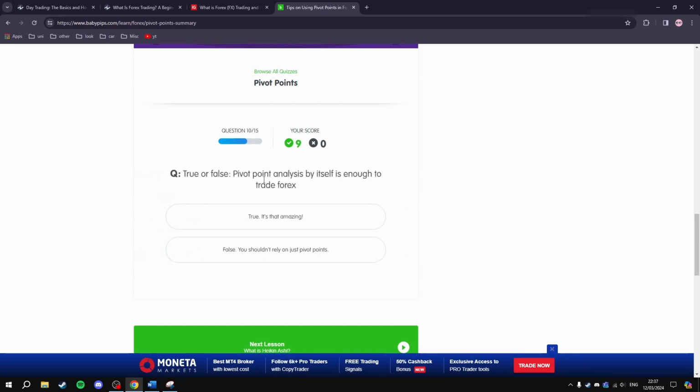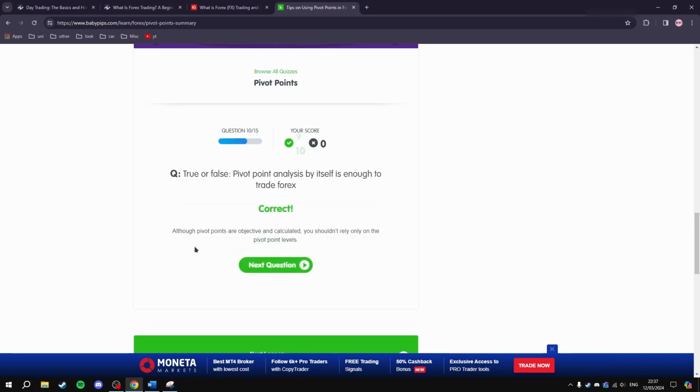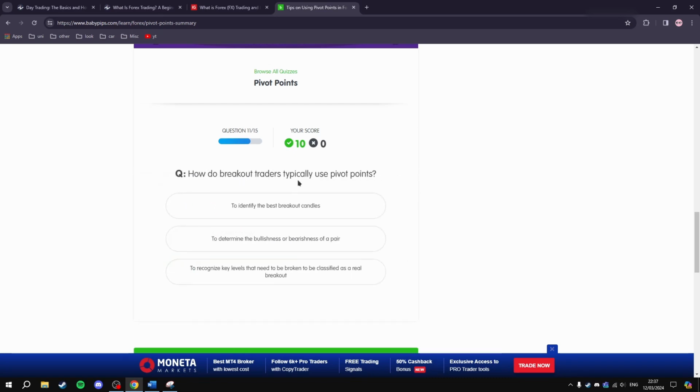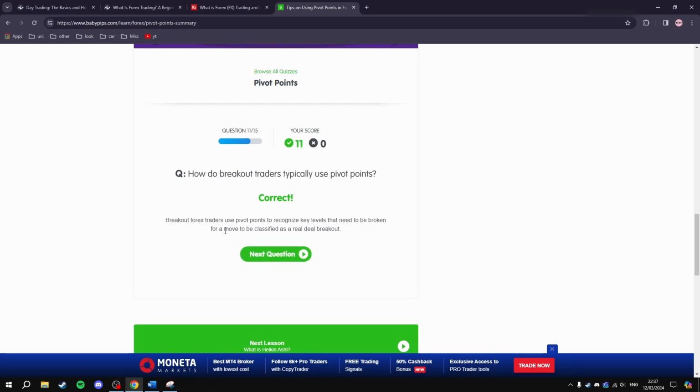True or false? Pivot point analysis by itself is enough to trade Forex. False. Although pivot points are objective and calculated, you shouldn't rely only on pivot point levels. How do breakout traders typically use pivot points? To recognize key levels that need to be broken to be classified as a real breakout. Yep. Breakout Forex traders use pivot points to recognize key levels that need to be broken for a move to be classified as a real deal breakout.